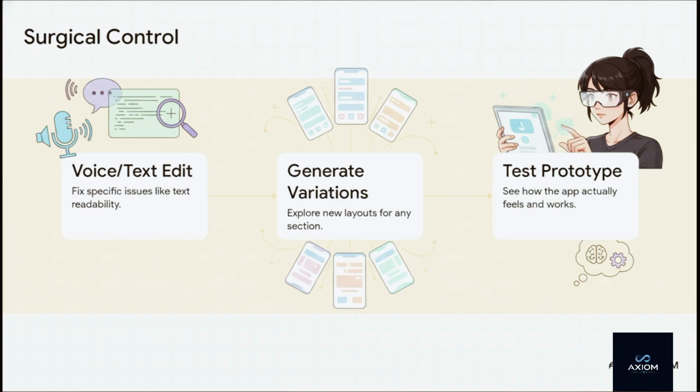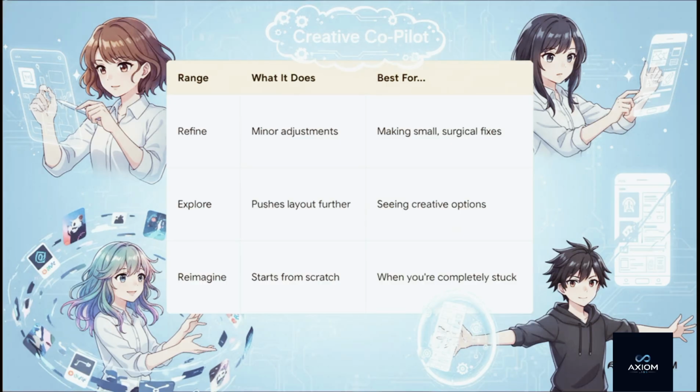You can explore new layouts for any part of the page, and you can test it all with an instant prototype. And that Generate Variations panel is incredibly powerful. Let's break it down. If you're close but not quite there, use Refine for tiny little tweaks. If you want to see some more creative options, switch it over to Explore. And if a whole section just is not working for you, Reimagine starts that one part over from scratch while keeping everything else perfectly consistent. It's like having a creative co-pilot.